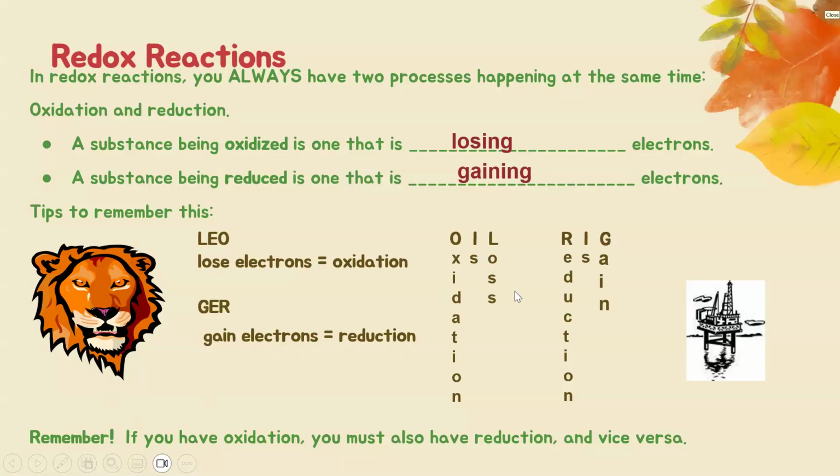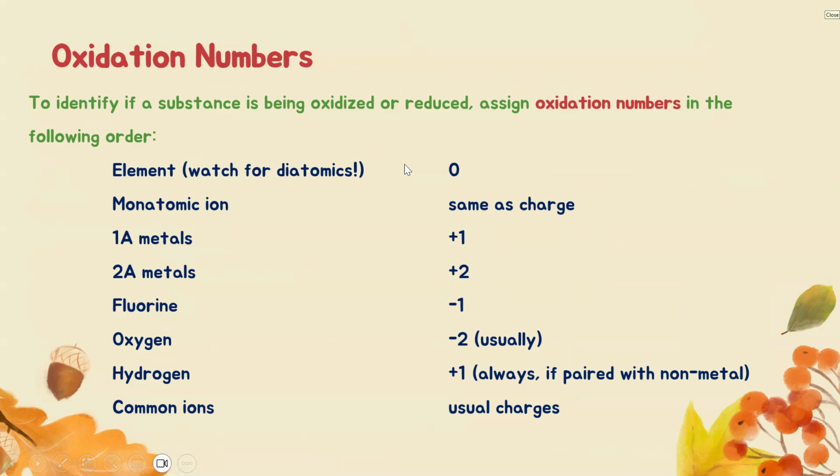I also quite like OIL RIG. OIL RIG stands for oxidation is loss, reduction is gain. So remember, if you have oxidation, you must also have reduction and vice versa, because those electrons have to go somewhere. They're not just floating around willy-nilly. If they're lost on one side, they're gained on the other.